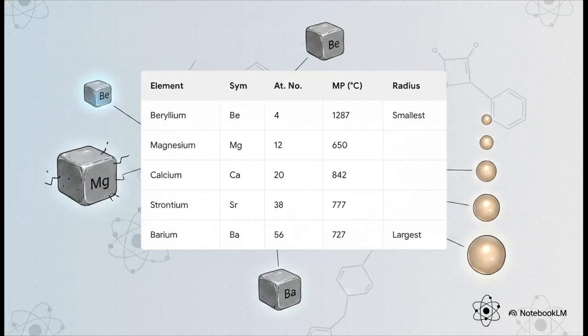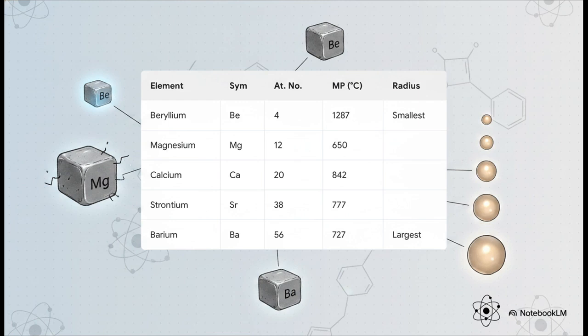We're starting our journey right at the top of group 2, looking at the foundational elements you're definitely going to encounter on your exams. We've got beryllium, magnesium, calcium, strontium, and barium. Now, these silvery gray metals are noticeably harder and have higher melting points than their neighbors over in group 1. Why is that? Well, it's because they contribute 2 outer electrons to their metallic bonding, rather than just 1, which makes those bonds significantly stronger.